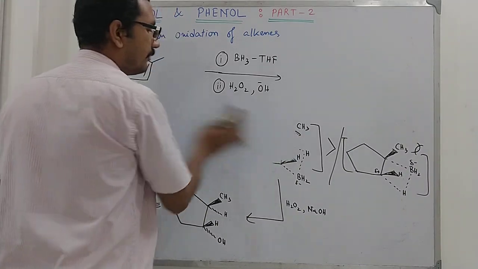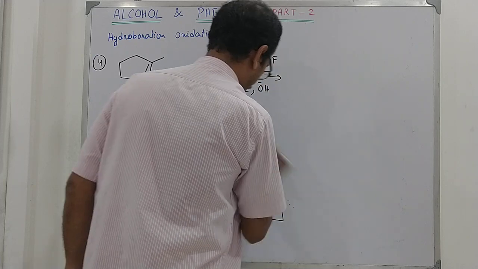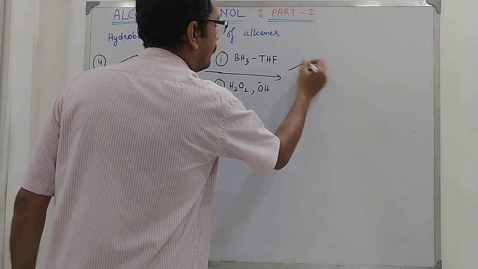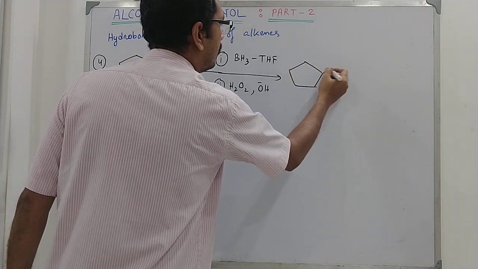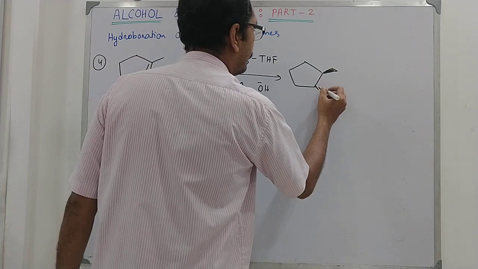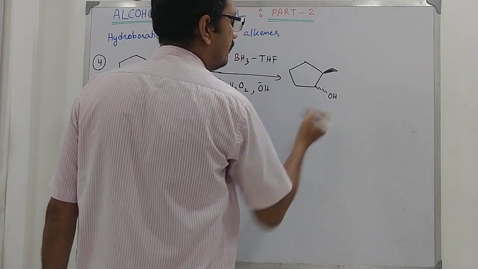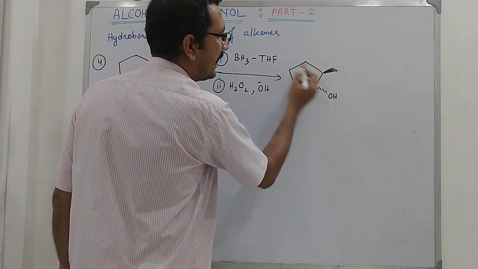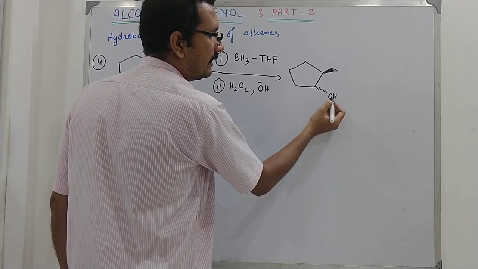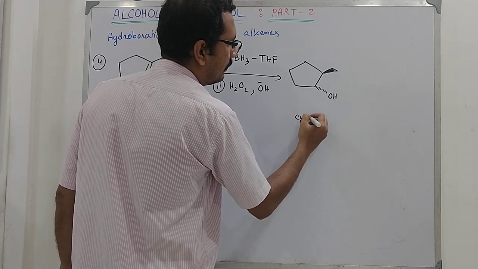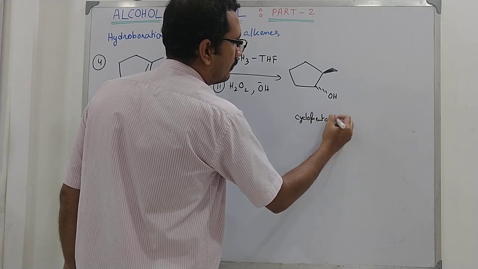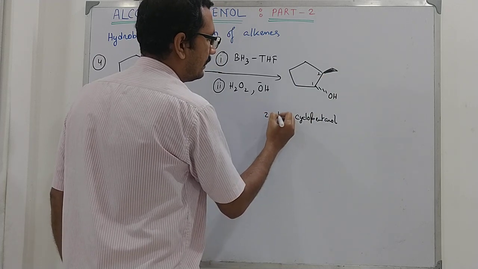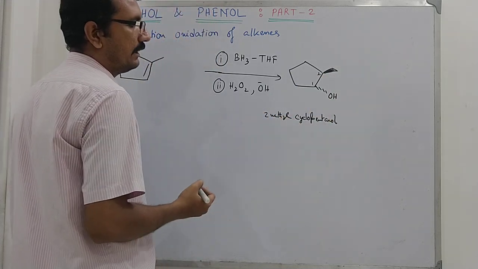So specifically this product is obtained. We have this product only. This is the methyl group and this is the OH group. Now what is the name of this compound? See, this is cyclopentanol, since the OH group gets the preference. Now it is 1, so it will be 2. So it is 2-methyl cyclopentanol.